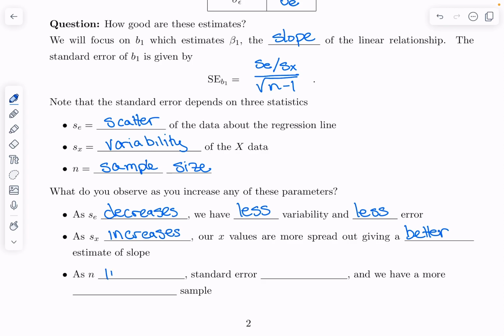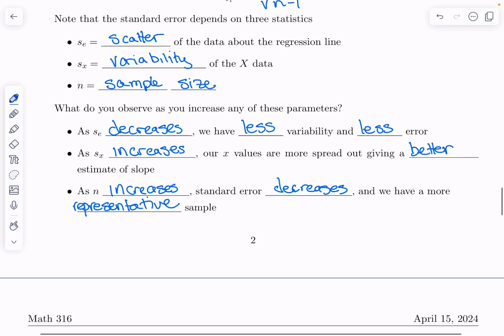So now if you increase n, then standard error, according to our formula, because it appears in the denominator, decreases. And what that means is we have a more representative sample. So more data should decrease our standard error, and it does in this formula. Now, once you have a notion of standard error, then you can, in fact, define a confidence interval.